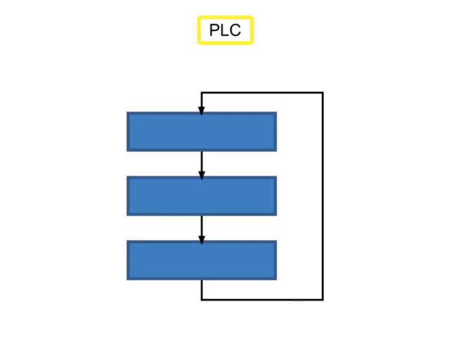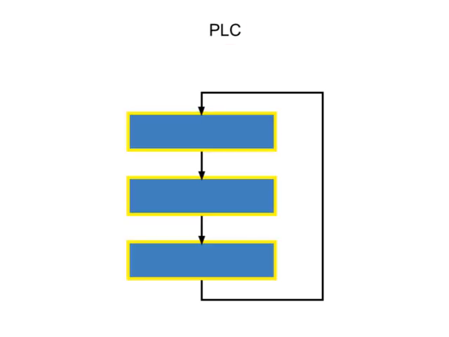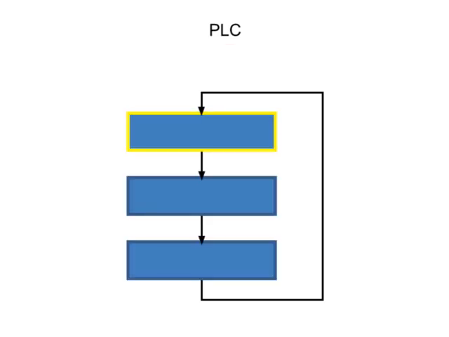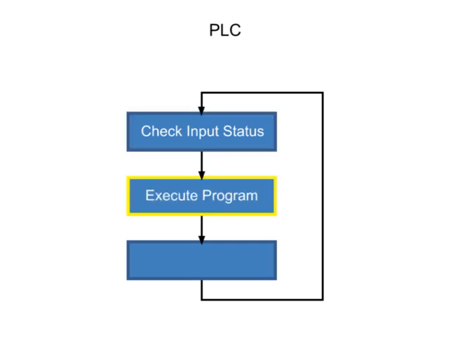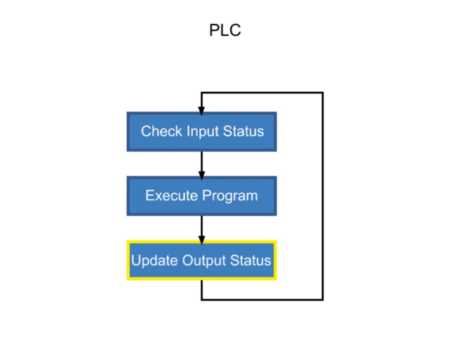PLCs control processes by continually scanning the ladder logic program. The scan of a PLC consists of three major steps. Step 1, check input status. Step 2, execute program. And step 3, update output status.